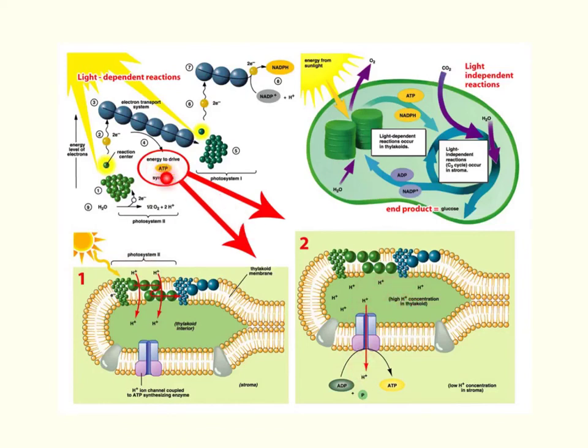It goes from ADP to ATP. There it is. You can see it happening. Hydrogen ions here, high, low, moves through, ADP goes to ATP. Again, that ATP goes to the dark reactions in the Calvin cycle. We call them light-independent reactions or dark reactions, because they don't need light to happen, but they happen in the day as well. They're independent of light.